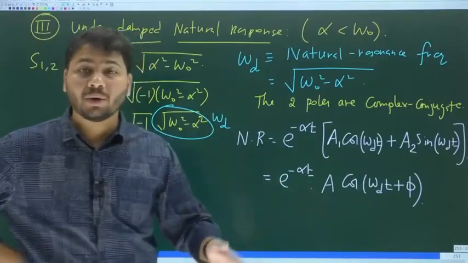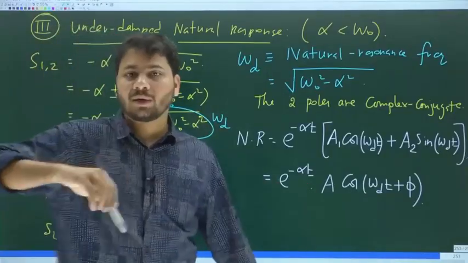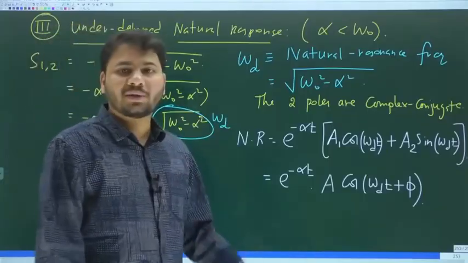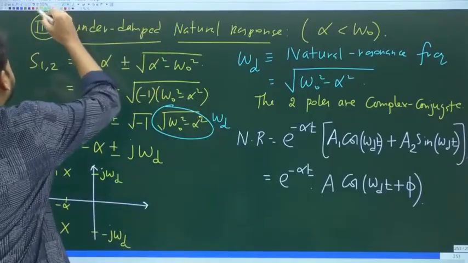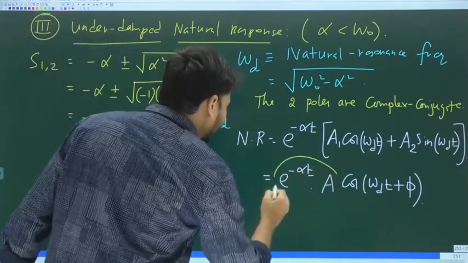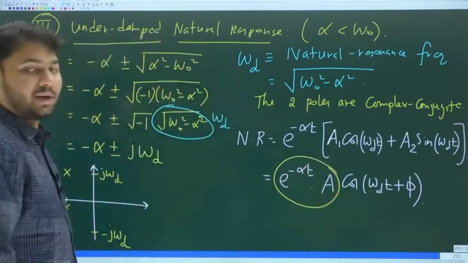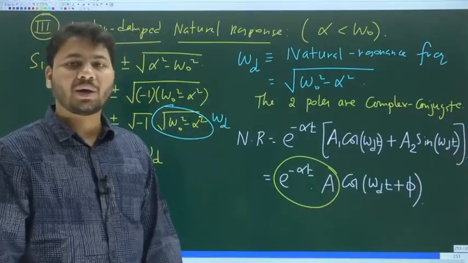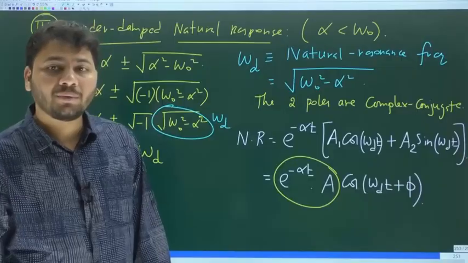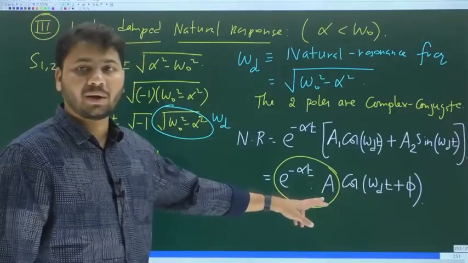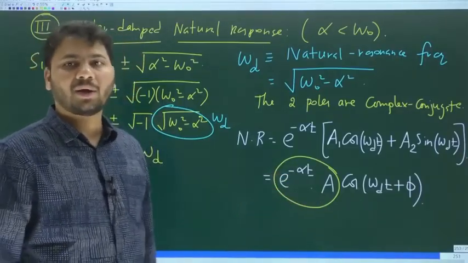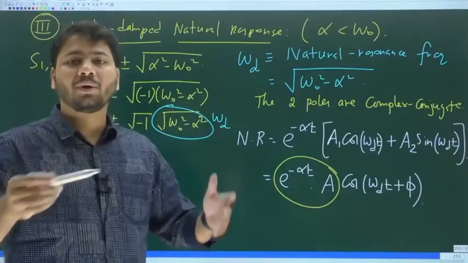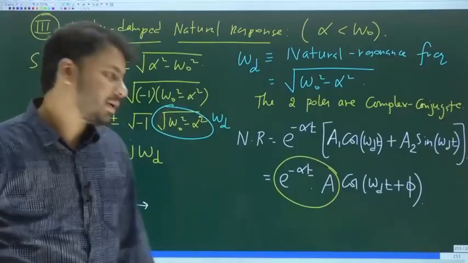So what do you understand from this expression for the underdamped natural response? It is going to be oscillatory. Sine function or cosine function, will it not be oscillatory? But then what is the amplitude of the oscillation? This e power minus alpha t times A is the amplitude of the oscillation. Is it constant amplitude or will the amplitude decay with time? Amplitude is A into e power minus alpha t, a decaying exponential. So here the amplitude of the oscillations will decay with time.